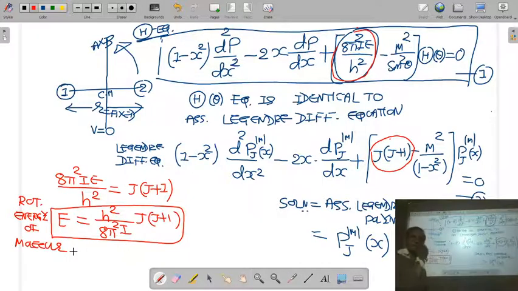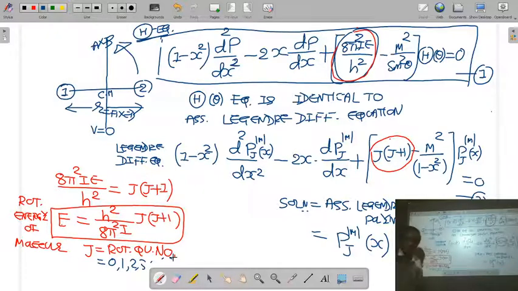From the Schrodinger equation of the rigid rotator, we came to know that the rotational energy of the molecule is h square upon 8 pi square I times J into J plus 1, where I is the moment of inertia of the molecule and J is called the rotational quantum number. It has values 0, 1, 2 and so on.